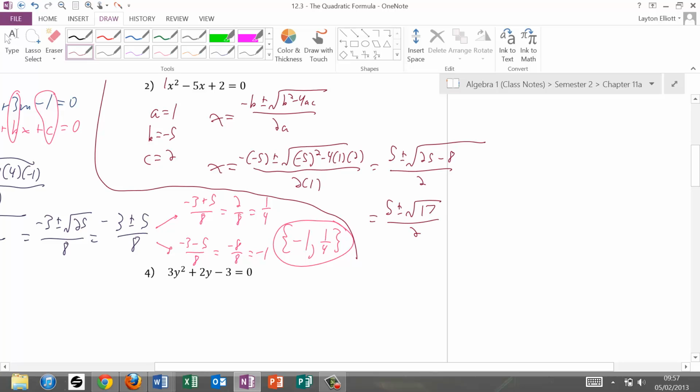And that can't be simplified. Radical 17 is an irrational number, so we're going to leave it like that. It represents two possibilities, 5 plus or minus radical 17 all over 2.